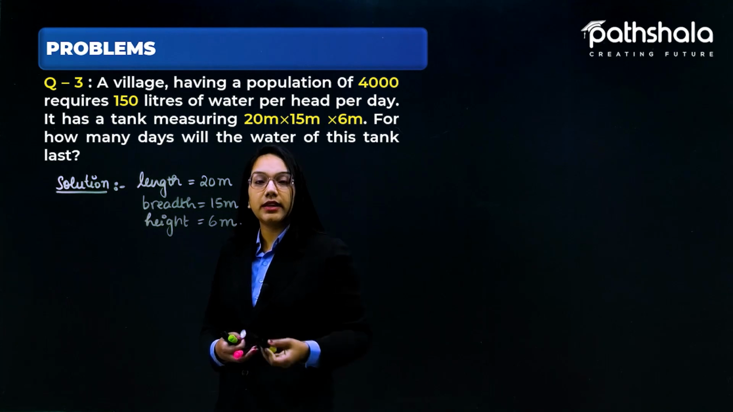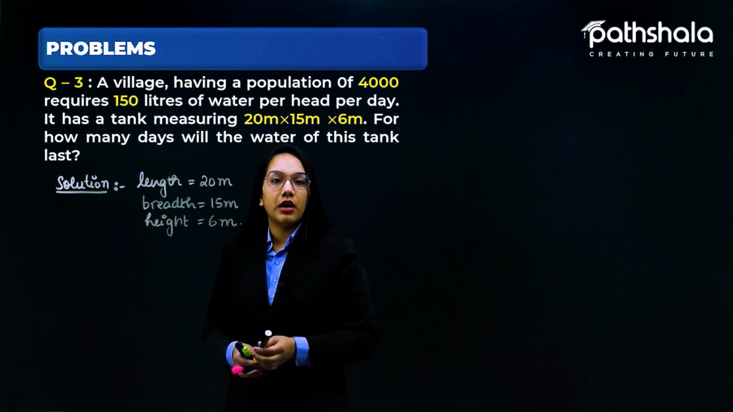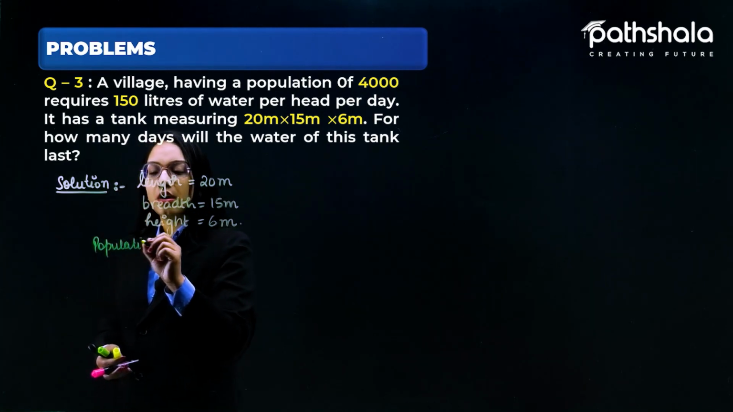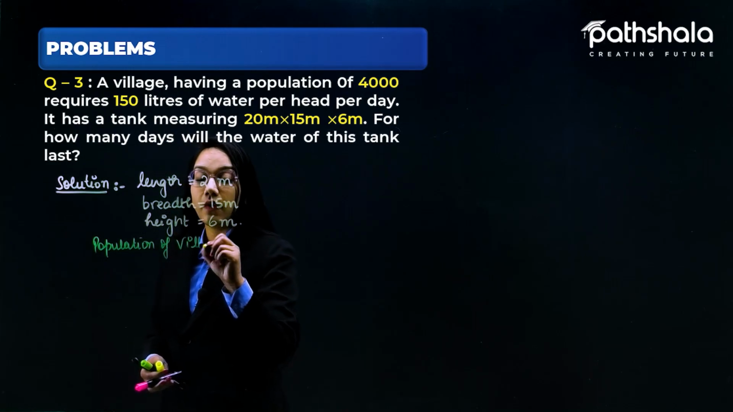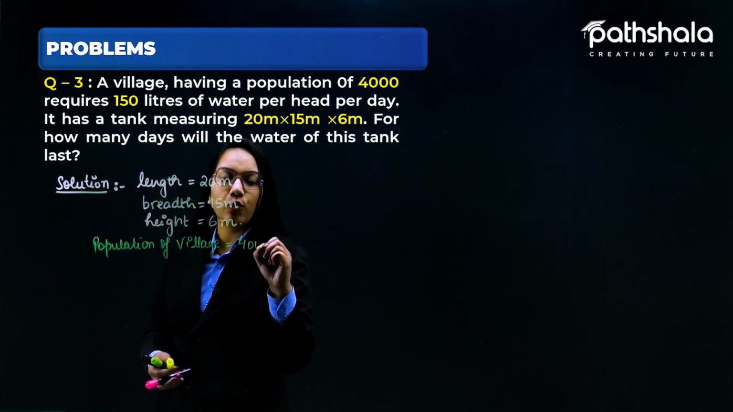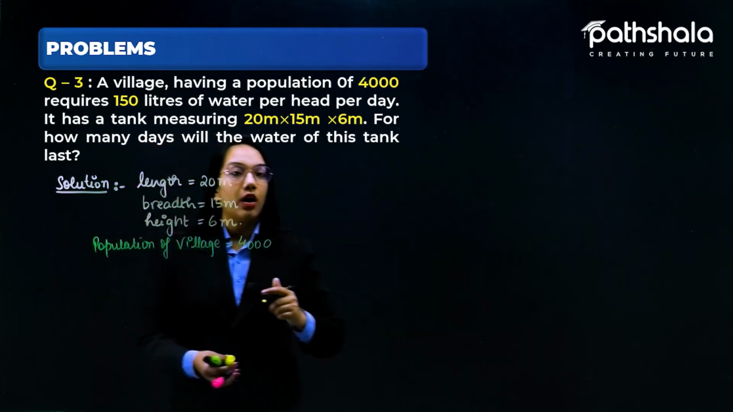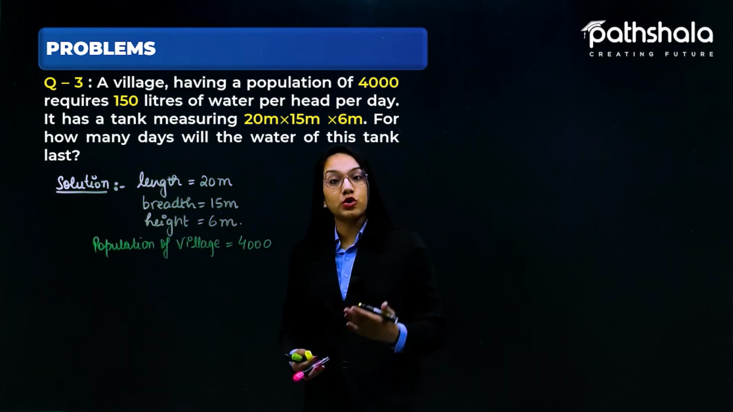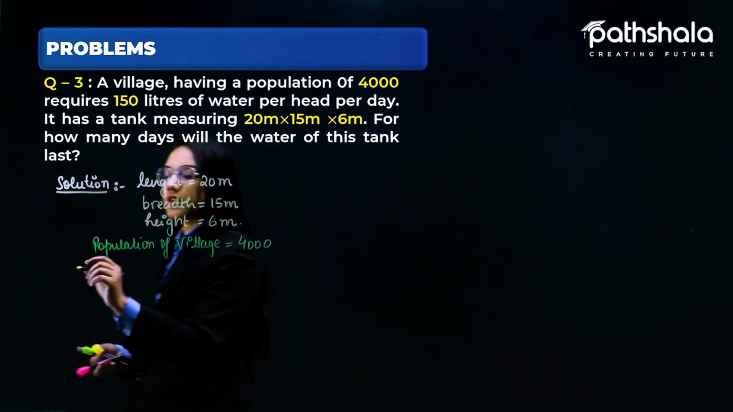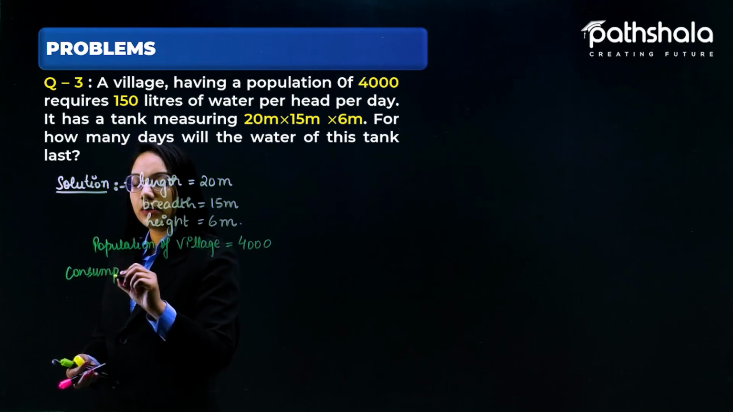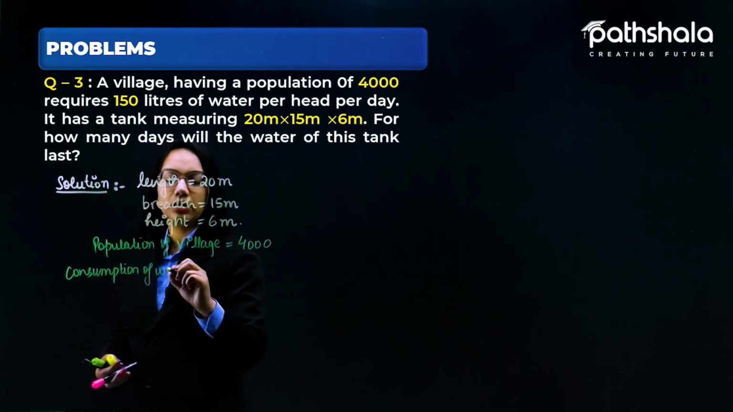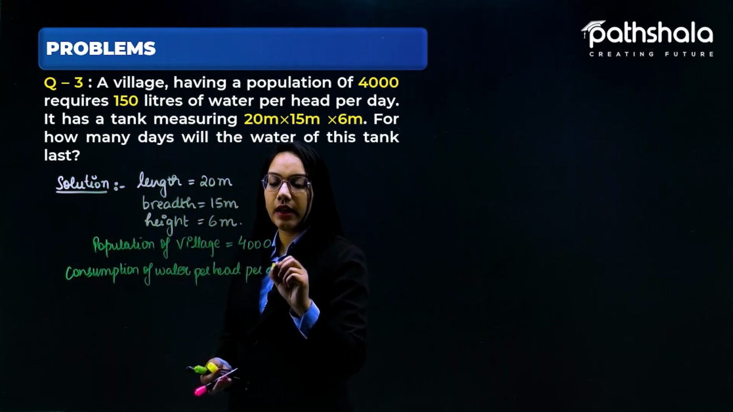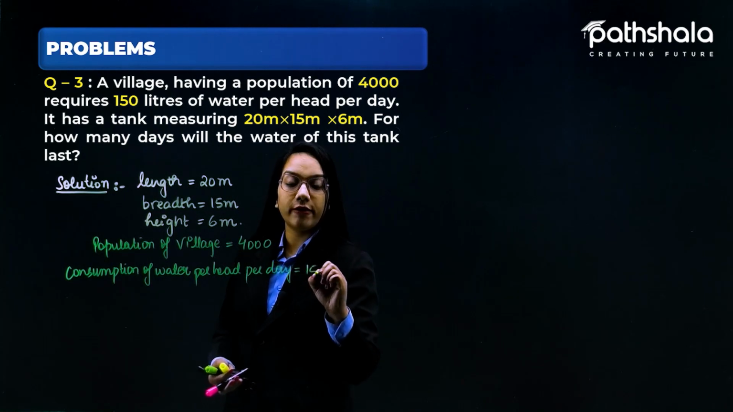Moreover, the other thing which is also given to us is the population of the village. The population of the village is equal to 4,000, and the consumption of the water per head per day is also given to us as 150 liters.